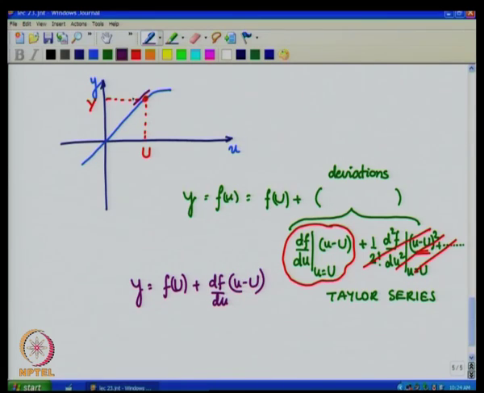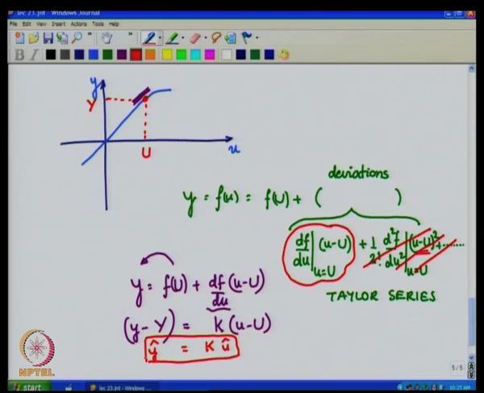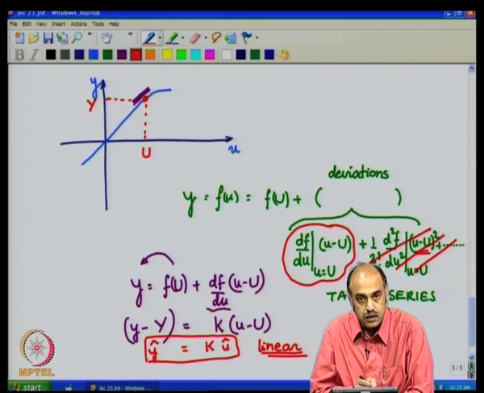But then in this neighborhood of the operating point, we see that it is linear, and therefore, this derivative is nothing but a constant k. And then when you take the f of U onto this side, it becomes y minus f of U, which is nothing but the steady state quantity, which is equal to k times u minus U. So, this is nothing but y hat, the deviations about the operating point, equal to k, which is a constant, times u hat, the deviations of the input. So, this is actually the small signal model, and you see that the small signal model is linear.